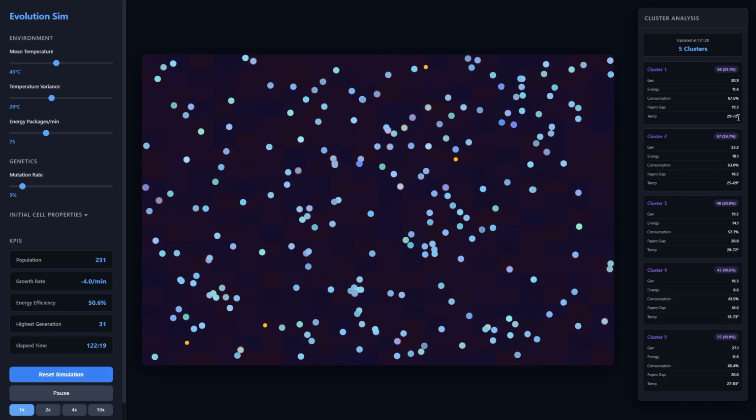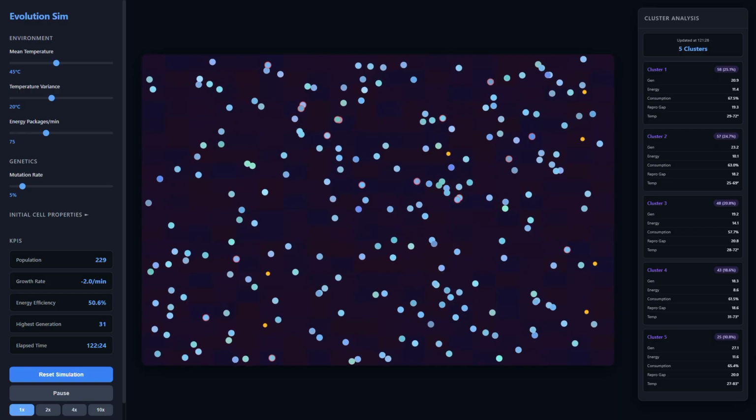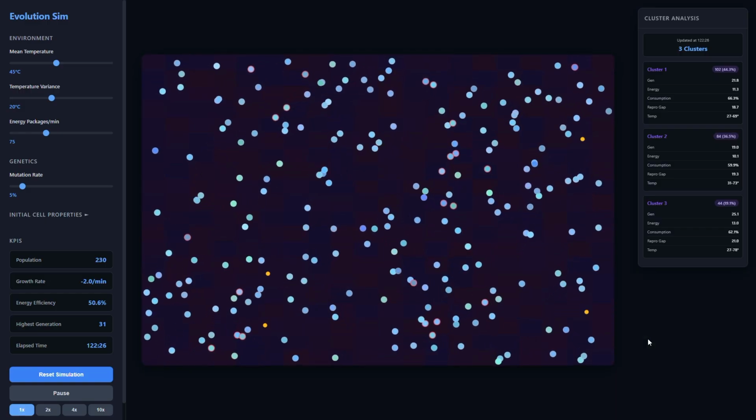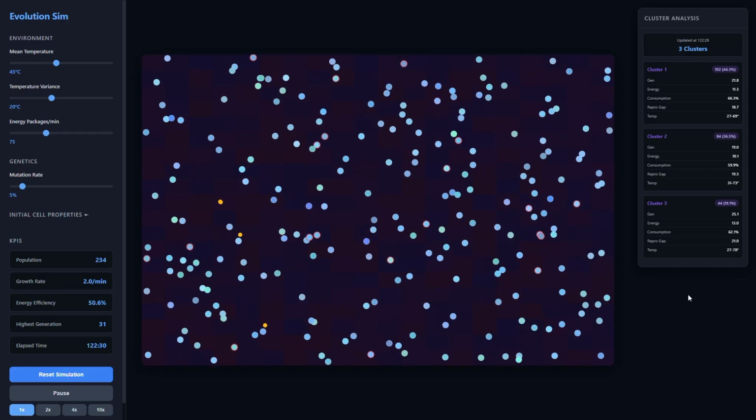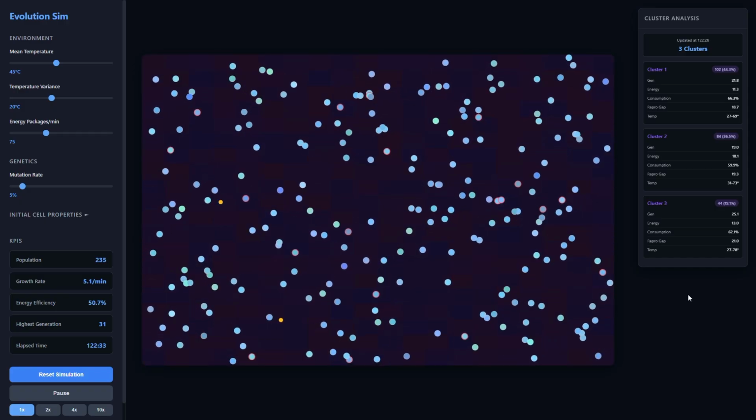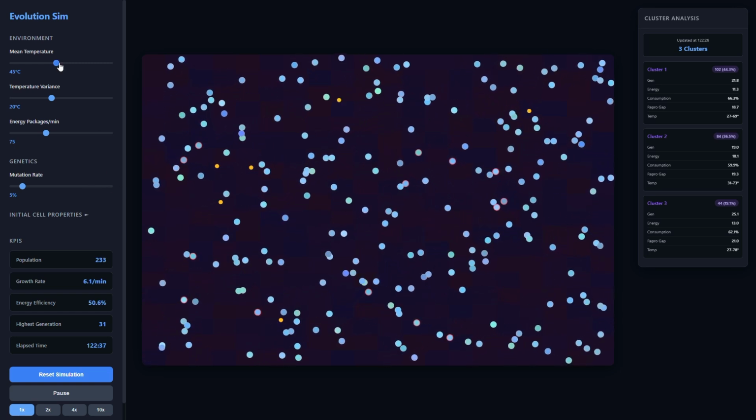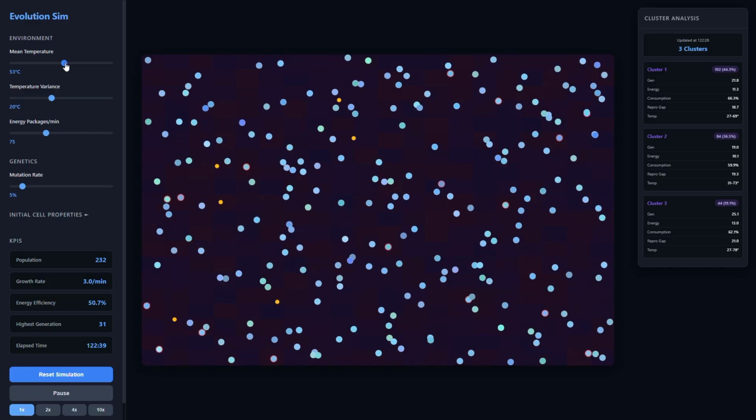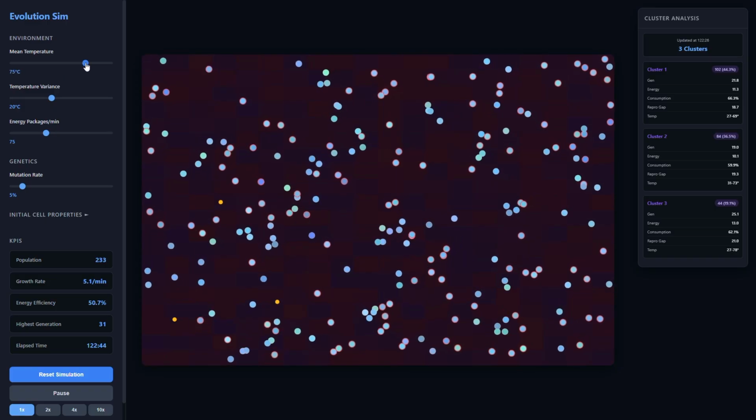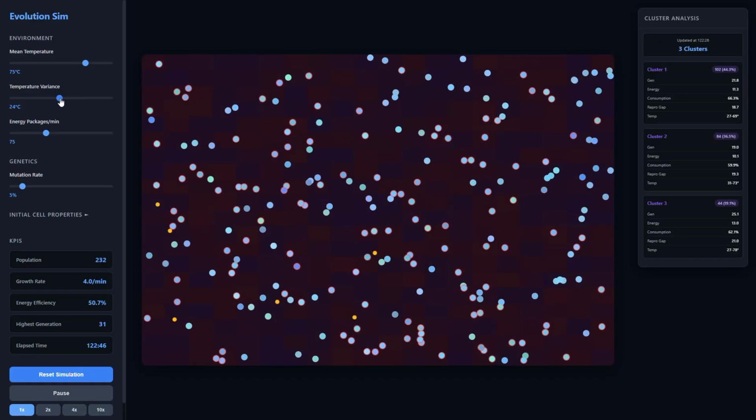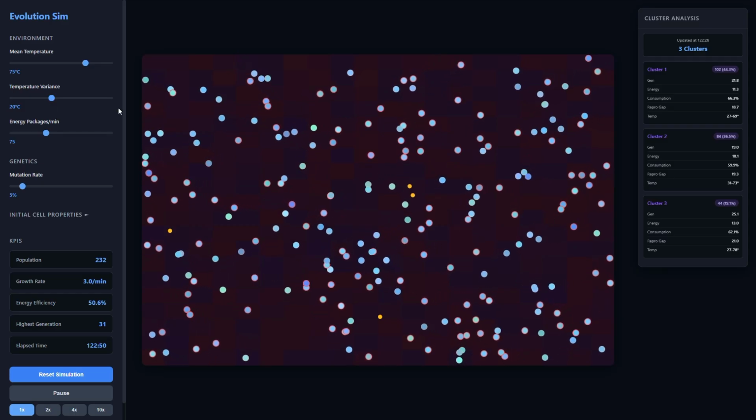Also, as you can see here, the temperature intervals are constant. We can see that cluster 5 died out. Too late, because right now we don't have serious pressure in temperature. I think we will change it. I think we will set the mean temperature up to 70%. We are now playing God a little bit, 75%. And now let's decrease the temperature variance to 20%.